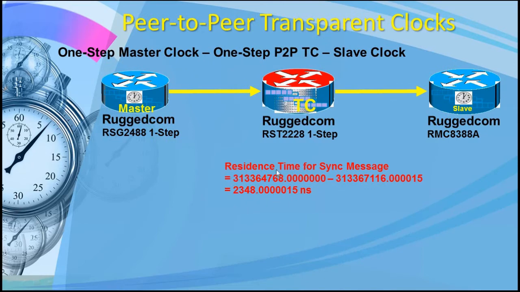So this is the resident time for the sync message. It's not a timestamp, sorry, it's the correction field. This one minus this one equals roughly 2.3 microseconds for the resident time. This is calculated based on the sync message.